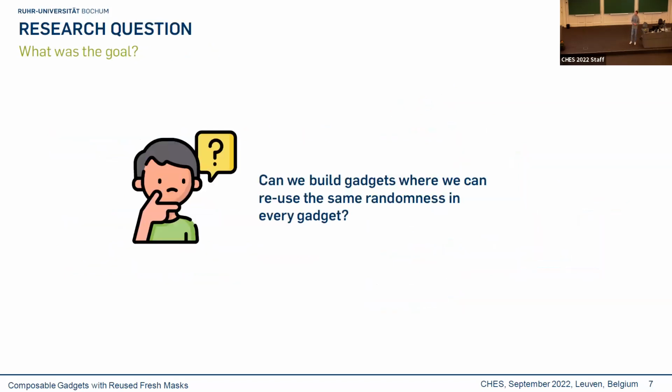Yeah, and now our question was whether we can build gadgets that eventually will reduce the overall randomness of the resulting design. And our idea was to build gadgets where we can reuse the same randomness in every gadget instantiation.